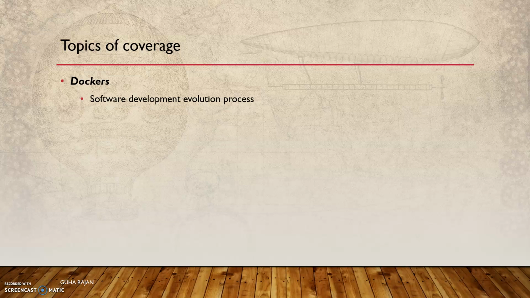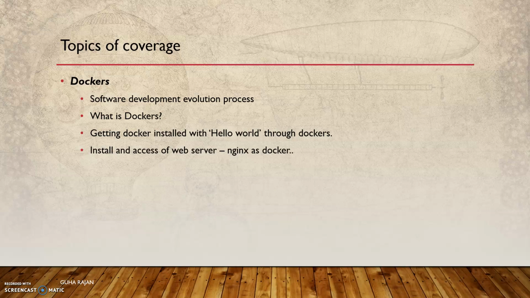Dockers came into the commercial world somewhere in 2013 or 14. Before that, Dockers was not there. So I'll be discussing the software development evolution process in the last couple of decades and how we reached a point of Dockers, and then what is a Docker, and then getting Dockers installed in the Oracle Cloud Infrastructure. How to do that?